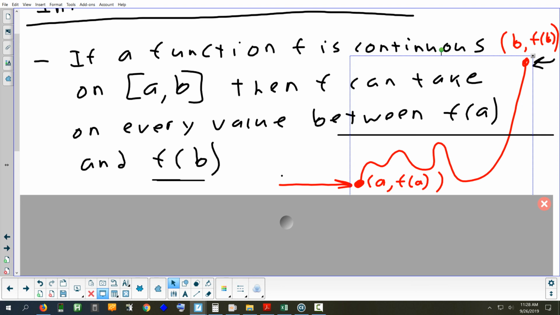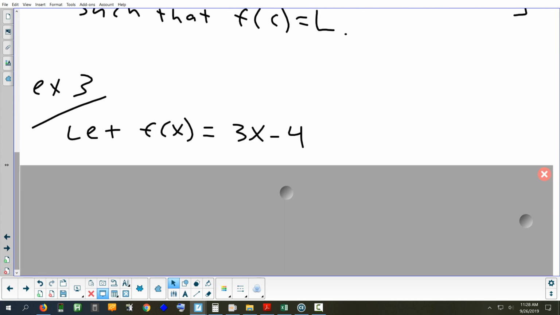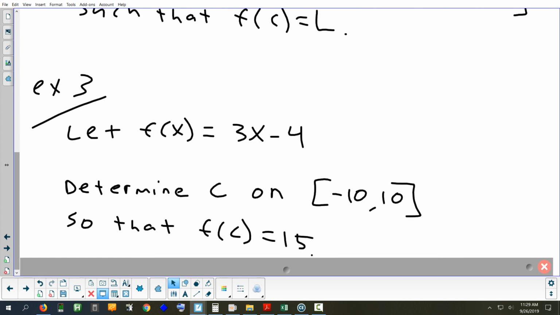All right, so let's take a look at an example. So I have a function, f of x equals 3x minus 4. First of all, is that function continuous? Yeah, it's just y equals mx plus b. It's one of the simplest continuous functions you can have. It's a line with a slope of 3 and a y-intercept of -4.